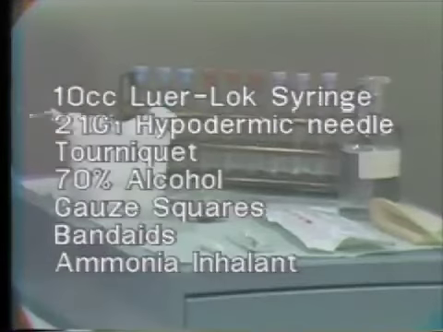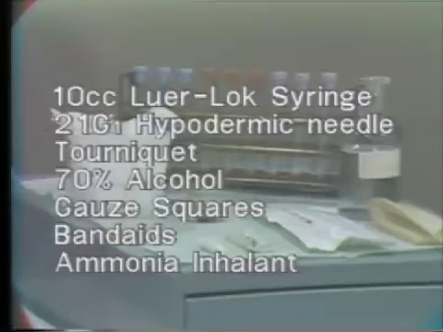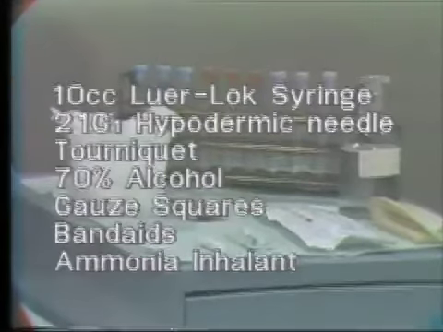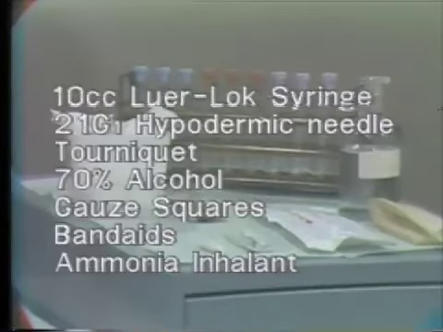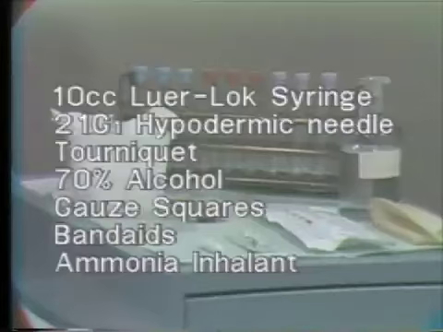The equipment necessary to draw the specimen is the 10 cc Luer lock plastic syringe, the 21 gauge 1-inch disposable hypodermic needle, a rubber tourniquet, 70% alcohol, gauze squares, Band-Aids, and ammonia inhalant. The ammonia inhalant is necessary in case the patient passes out.